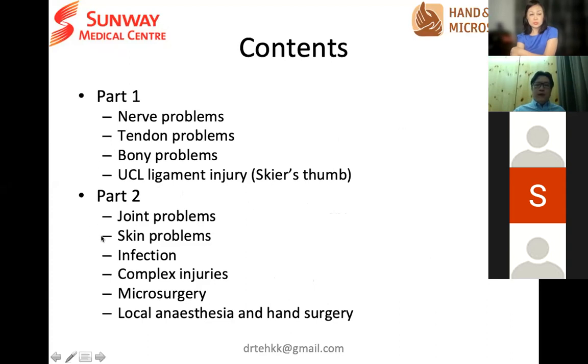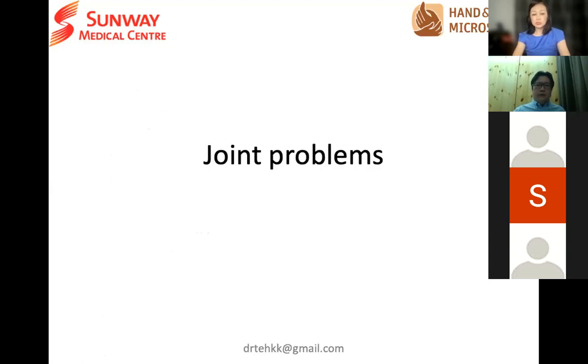More of hand surgery rather than the medical student and GP's approach for hand conditions, but these are things that I do for hand problems, surgical issues. So this is joint problems. We do see quite a number of arthritis. We don't see them as much as before because we have good rheumatologists to take care of all the RA and prevent them from deteriorating into severe hand deformities.